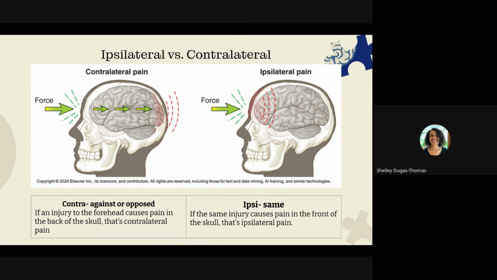Similarly, the left side of your brain controls the contralateral right side of your body. Ipsilateral, ipsi, means same. If a patient has a blown left pupil and left-sided facial drooping, those symptoms are ipsilateral to the left side brain lesion.